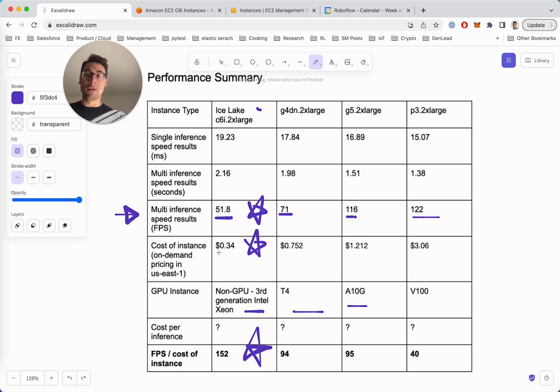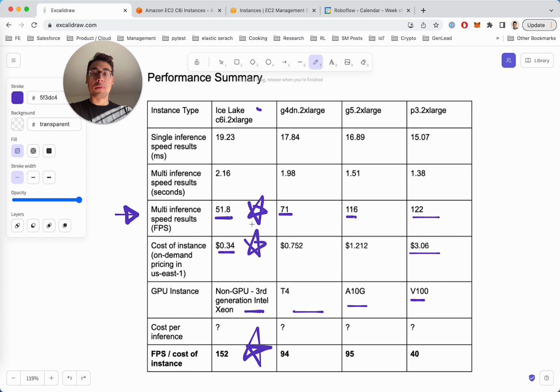For example, between the lowest and the highest is about a factor of 10x, right? The Ice Lake on-demand pricing is 34 cents. For the V100, which is our most powerful tested graphics card in this experiment, the price difference is about a factor of 10, whereas the speed difference is a factor of about 2, right? So that's always something to keep in mind, that speed typically does not scale with price.